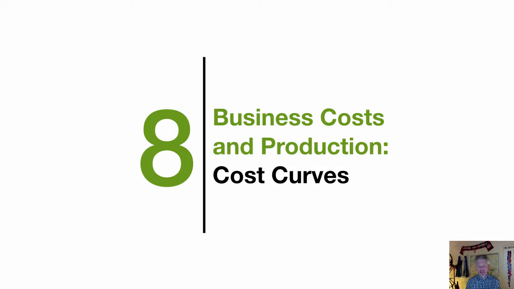We had fixed costs, variable cost, total cost, average variable cost, average fixed cost, average total cost, and marginal cost. We're going to put those on a graph, basically, and we're going to get these things that we call cost curves. And we're going to use these cost curves to talk about the ways that firms make different decisions, all right?